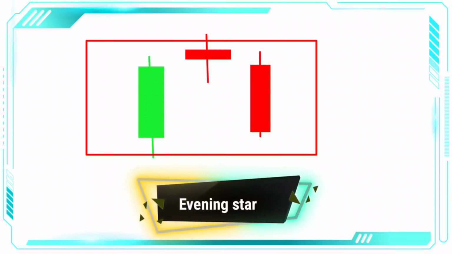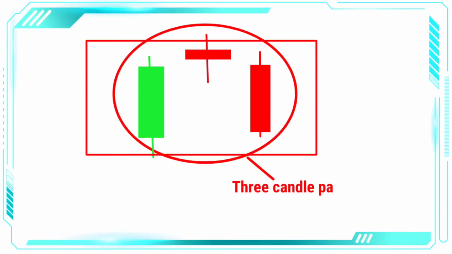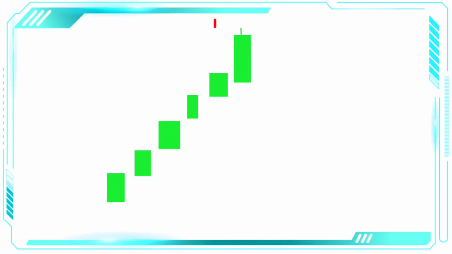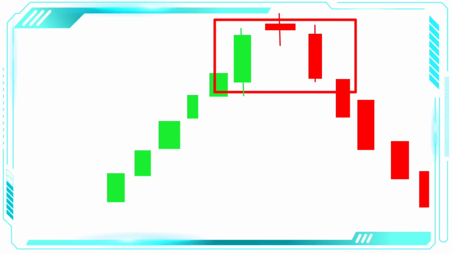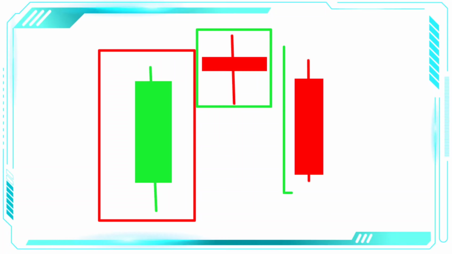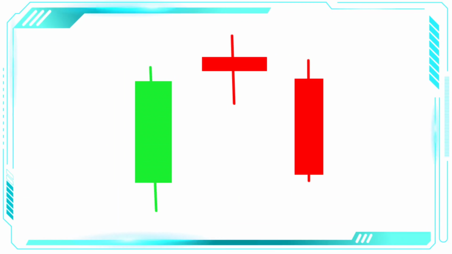Let's talk about the Evening Star candlestick pattern. This is a popular candlestick pattern among traders that can provide insight into potential trend reversals. An evening star pattern is a three-candle pattern that appears at the end of an uptrend, signaling a potential reversal. The first candle is a bullish candle, followed by a small-bodied candle, and then a bearish candle. The bearish candle should close below the midpoint of the first bullish candle.